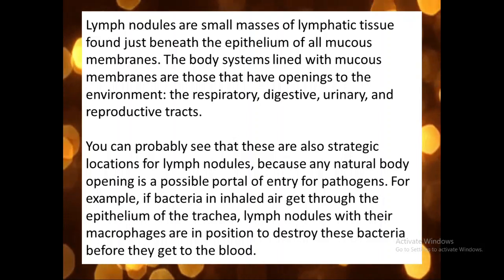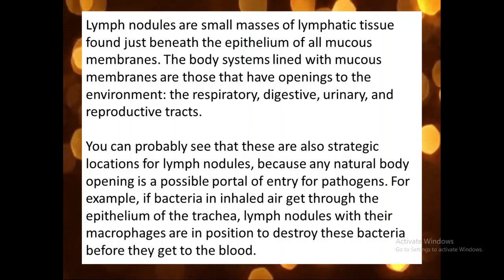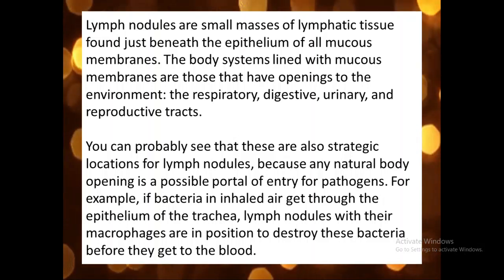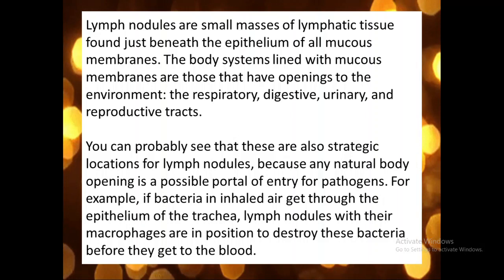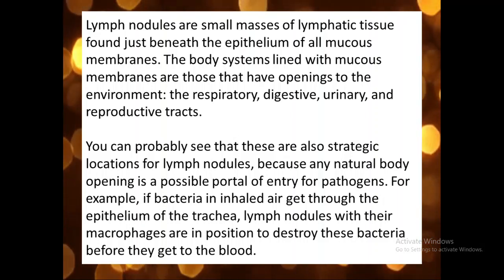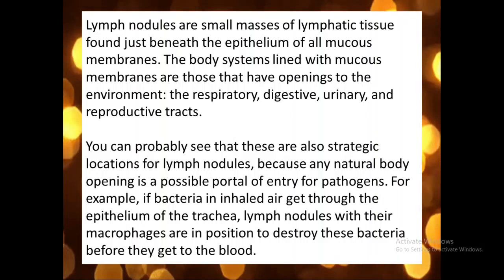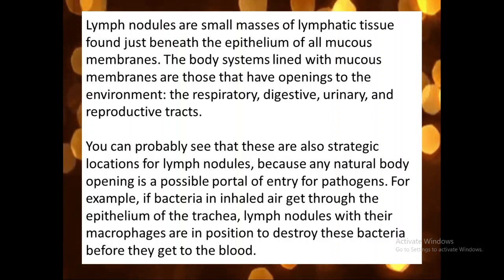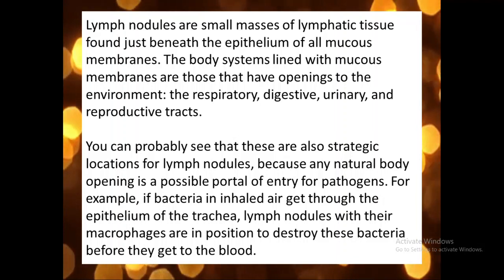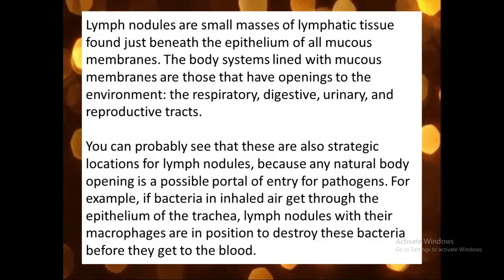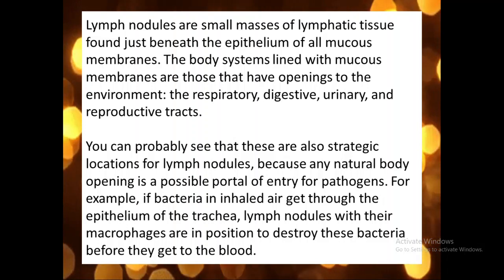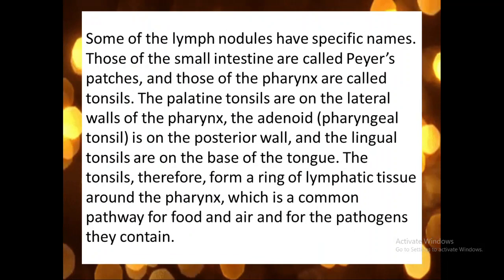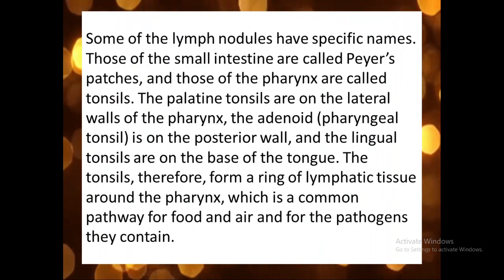You can probably see that these are also strategic locations for lymph nodules, because any natural body opening is a possible portal of entry for pathogens. For example, if bacteria are inhaled, they get through the epithelium of the trachea. Lymph nodules with their macrophages are in position to destroy these bacteria before they get to the blood. Some of the nodules have specific names.